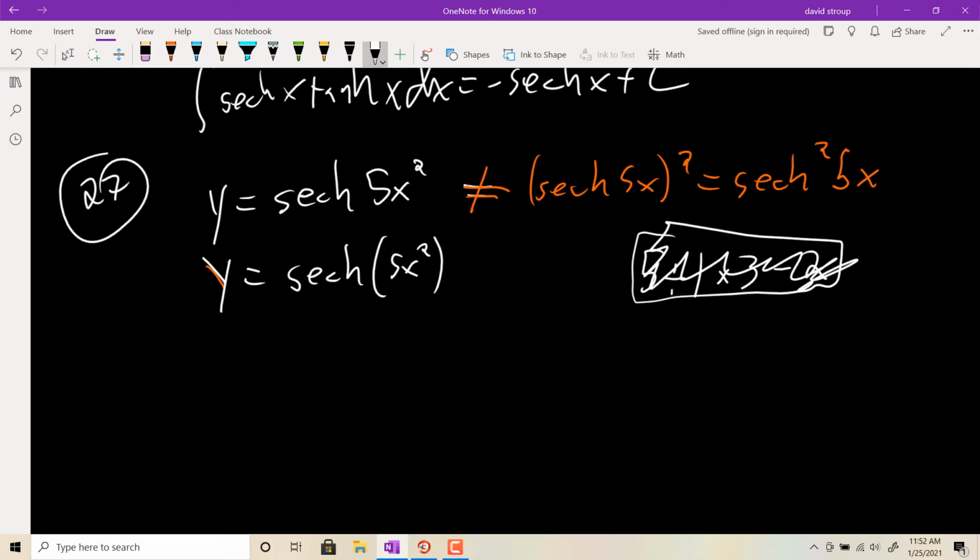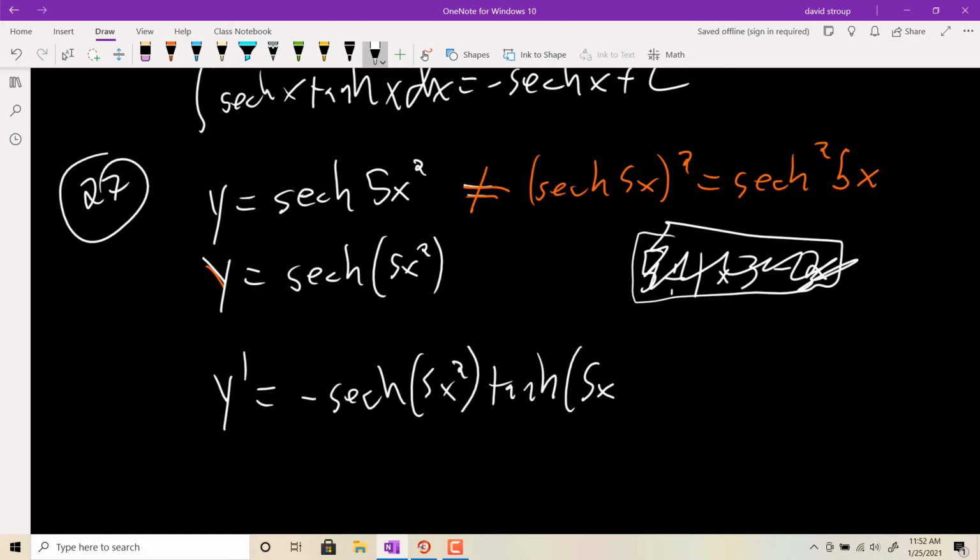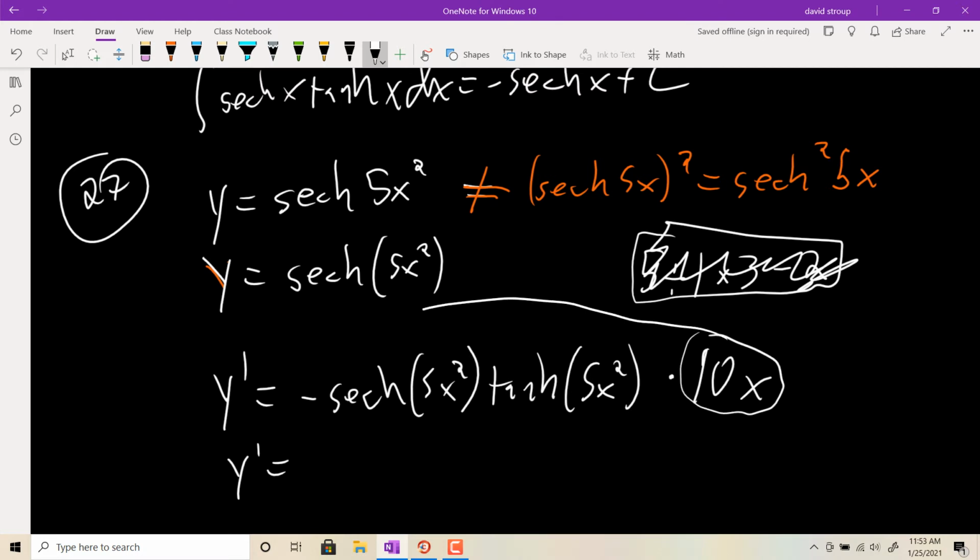Okay. So to get the derivative y prime, the derivative of hyperbolic secant is negative hyperbolic secant hyperbolic tan. And then you have to tack on the derivative of 5x squared because of the chain rule. It'll be 10x. Cleaning it up, you want to put this up front so people don't think it's accidentally part of the hyperbolic secant hyperbolic tan or something like that. Just makes it easier to read.